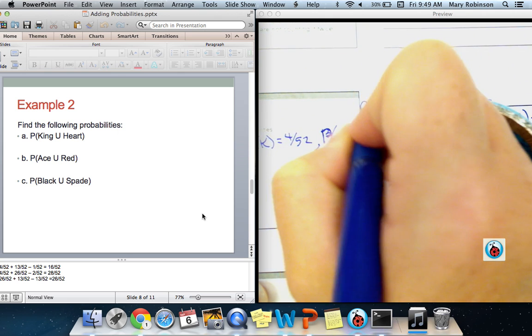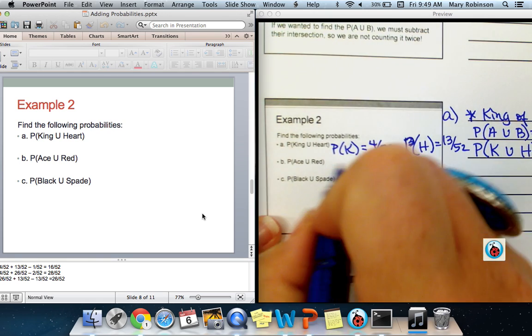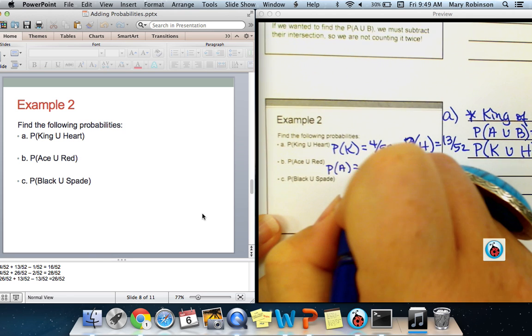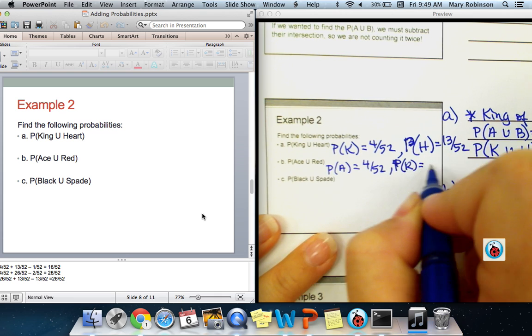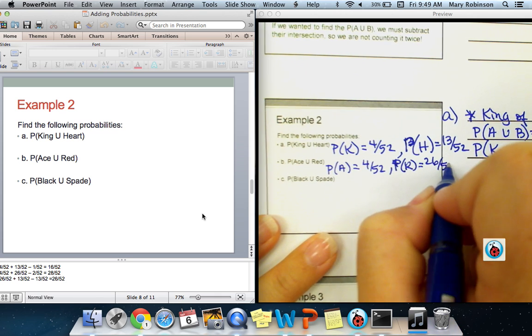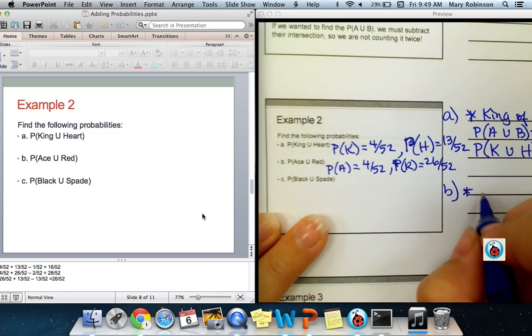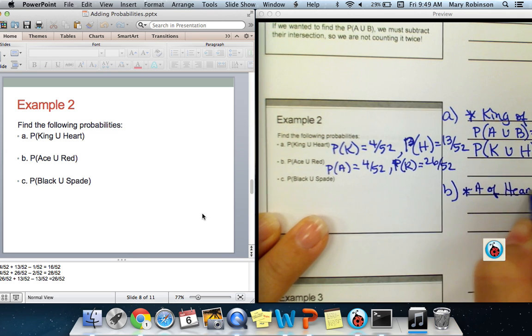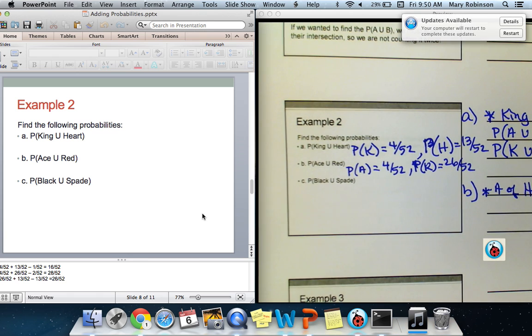Next, we want to consider an ace or a red. Remember that the probability of an ace is 4 out of 52. The probability that a card is red is half the deck, so 26 out of 52. Do we have any red aces? Yes, we actually have an ace of hearts, that is red, and an ace of diamonds. So we're going to need to subtract these two because they are counted in the aces and they're counted here with the reds. I'm going to stop at this point so that you can go ahead and try this one on your own.